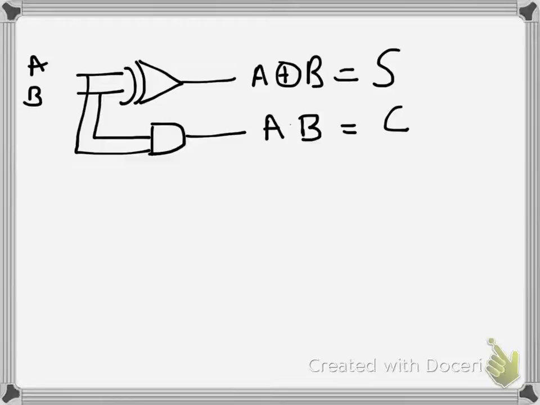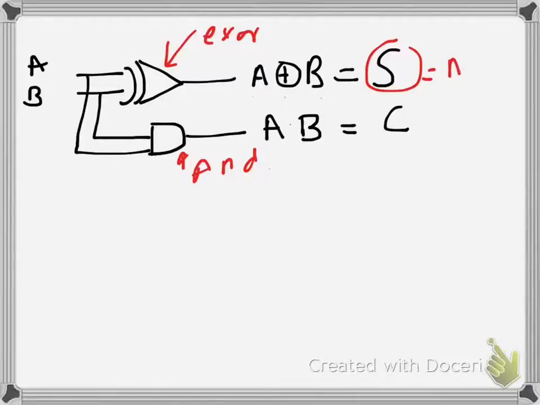So to implement it here, I have taken one XOR gate. This gate is called XOR, and I have taken one AND gate, and as we have derived already, S comes out to be A XOR B. A XOR B means A B bar plus A bar B. This is what XOR stands for. Okay, so A XOR B is equal to S and A into B is equal to C.